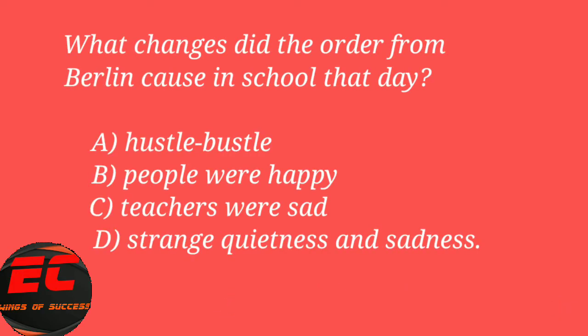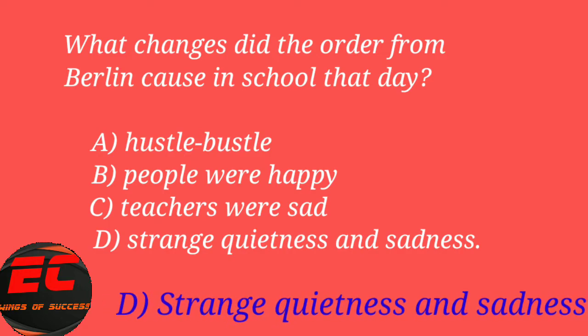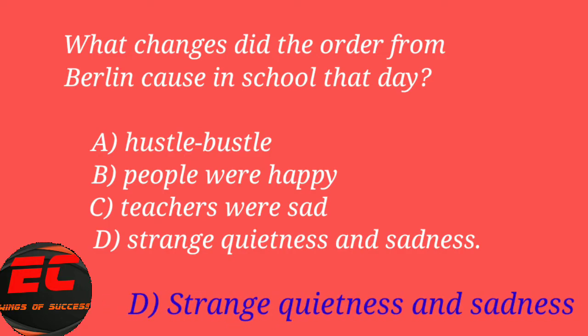Next, what changes did the order from Berlin cause in school that day? A, hustle bustle. B, people were happy. C, teachers were sad. D, strange quietness and sadness. So the correct answer is option D, strange quietness and sadness.